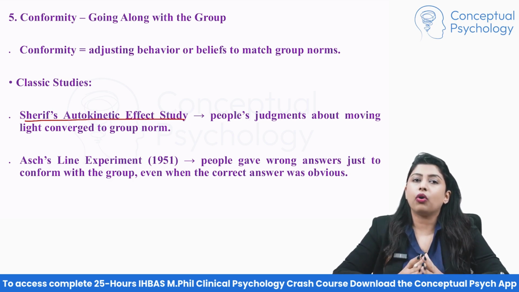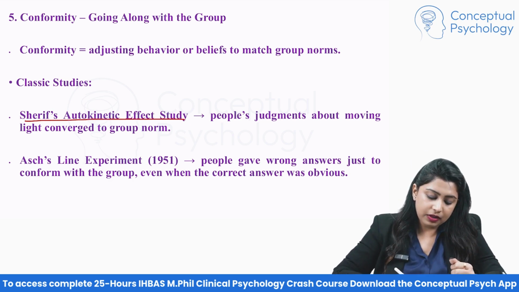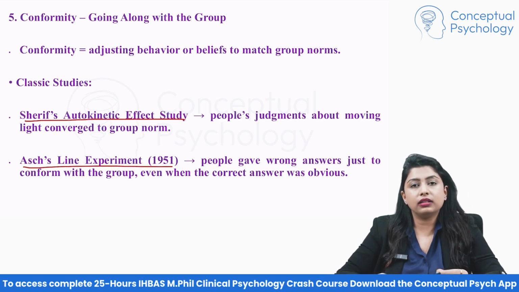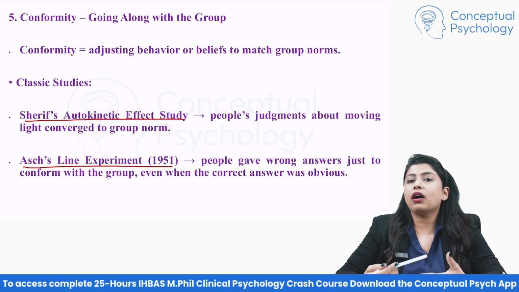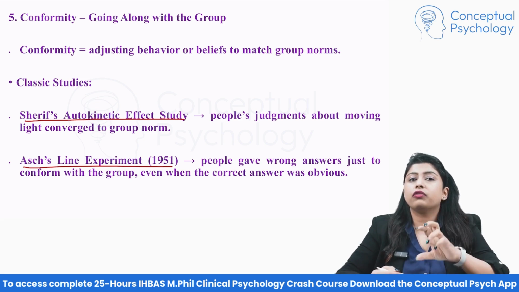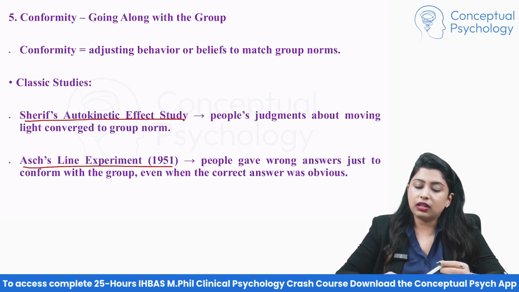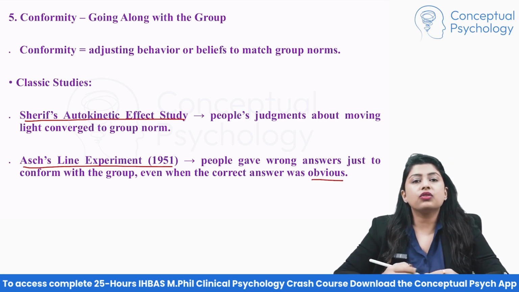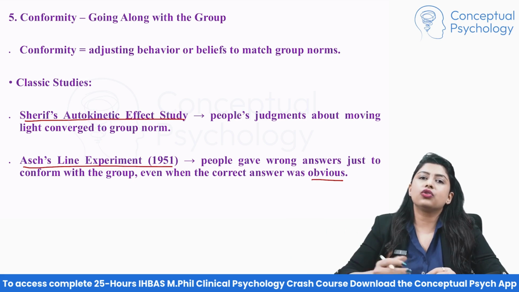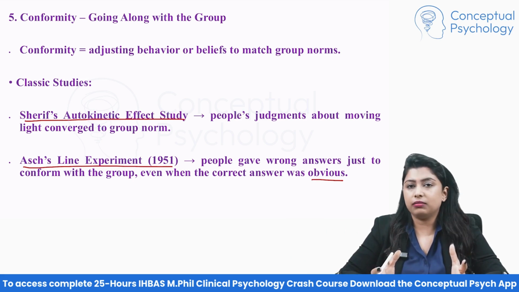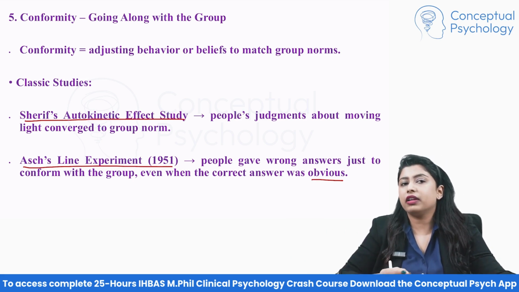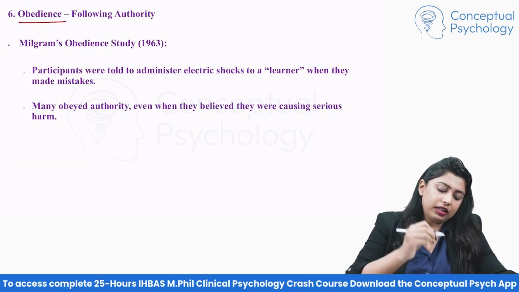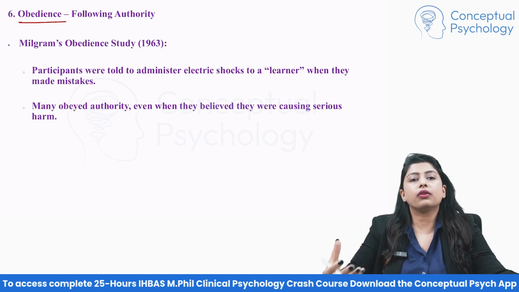The classic study on conformity was Sherif's autokinetic effect study, where people's judgments about a moving light converged to a group norm. Another example is Asch's line experiment in 1951, where people gave wrong answers just to conform with the group, even when the correct answer was obvious. Students laughing at a joke they don't find funny because everyone else is laughing is an example of conformity.